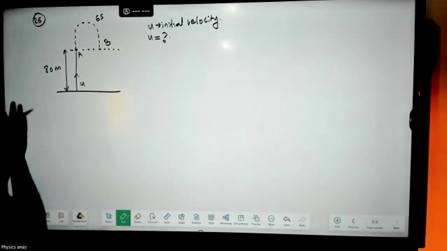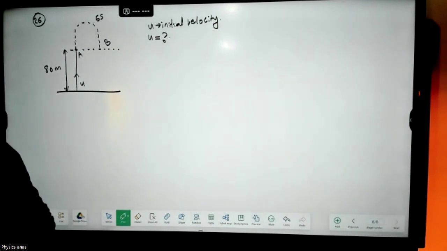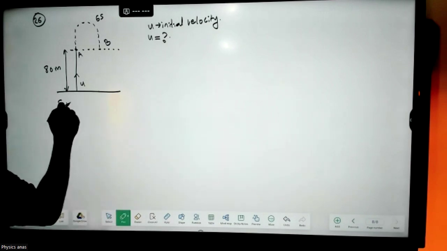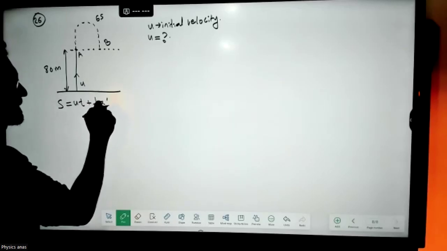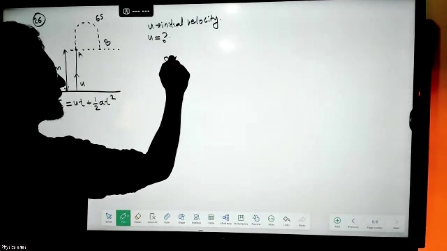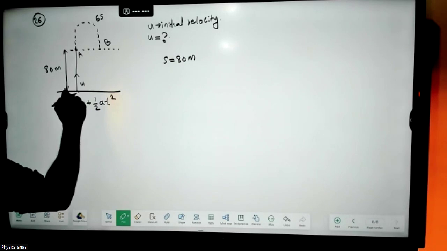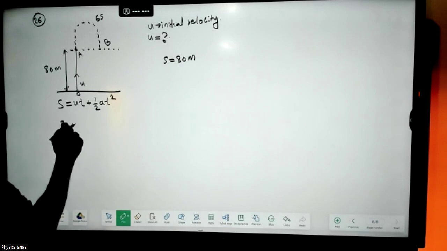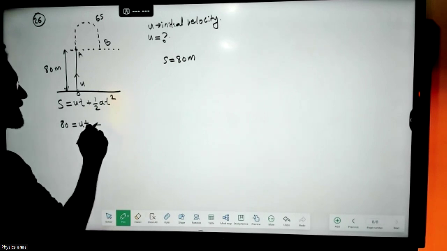We have only one data here, at this point. What is that data? The distance traveled. Then what is the equation for distance traveled? S is equal to ut plus half at square. So what is S? The distance traveled is 80 meters here, from O to A. So 80 is equal to ut plus half a t square. We don't know that time.